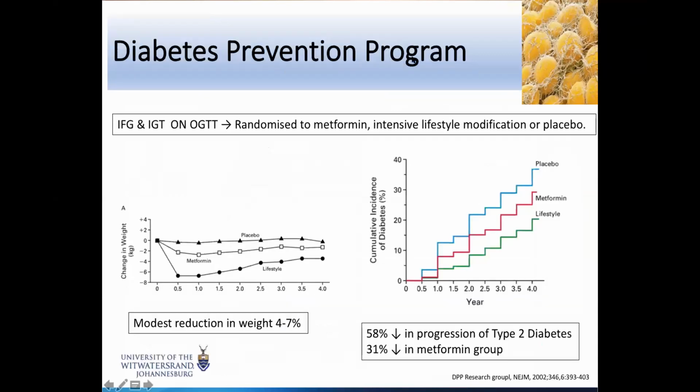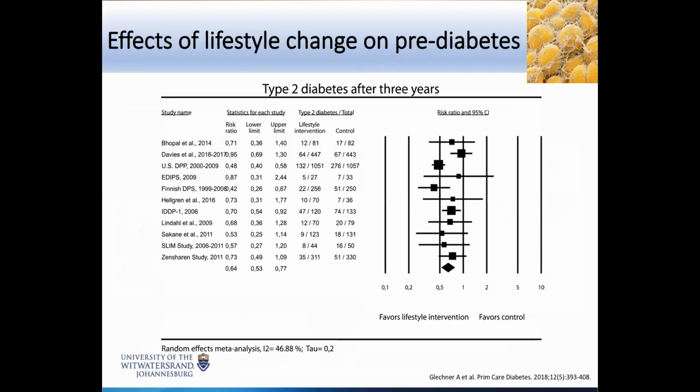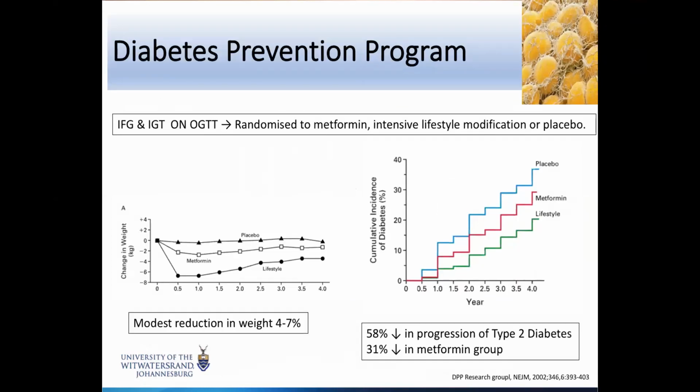This is quite an early study, which is the DPP, the Diabetes Prevention Program, where patients, I think it was over 3,000 patients that had impaired glucose tolerance on an oral glucose tolerance test, were randomized to receive either metformin, intensive lifestyle modification, and placebo. And they achieved weight loss of between 4 to 7%. Patients basically showed a reduced progression in terms of type 2 diabetes in both the lifestyle modification group as well as metformin. So weight loss does reduce your progression to type 2 diabetes.